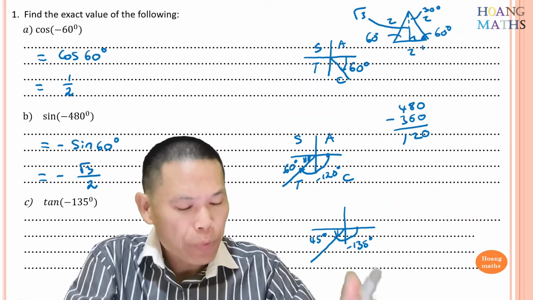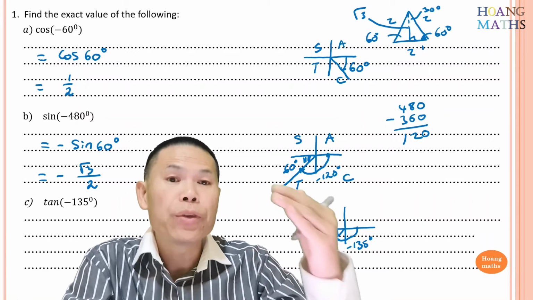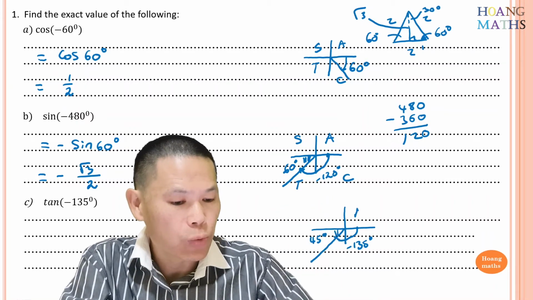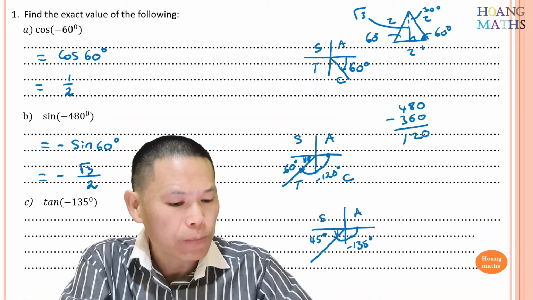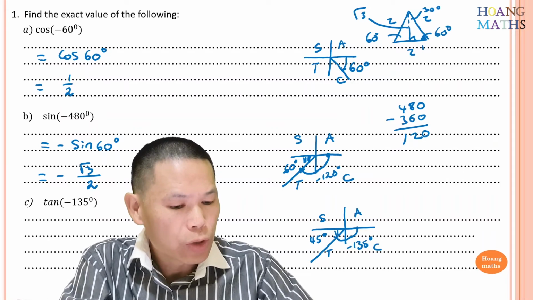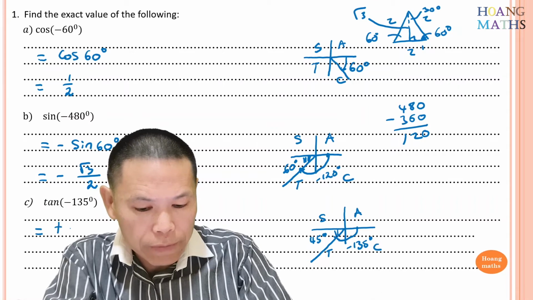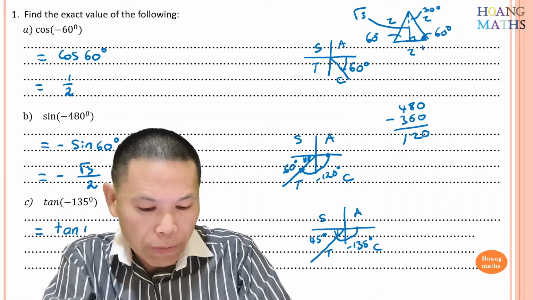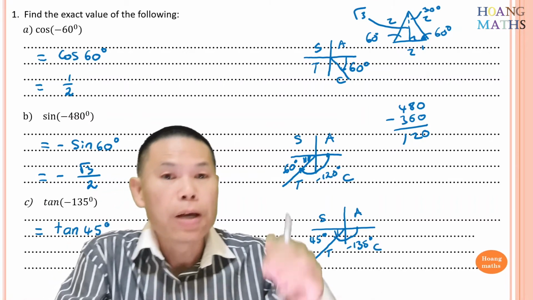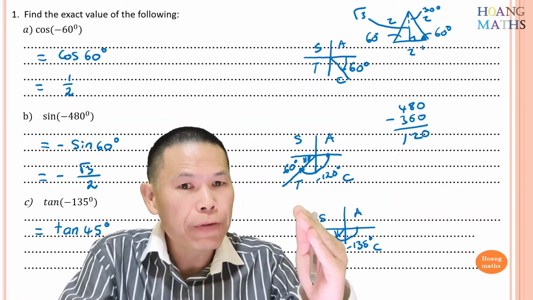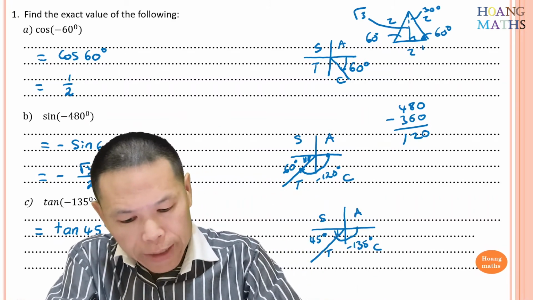So tan in this quadrant is positive. Otherwise, just quickly write down all stations to central. Tan is positive, so this is equal to positive tan of 45 degrees. But tan of 45 is equal to 1. So the answer is 1.